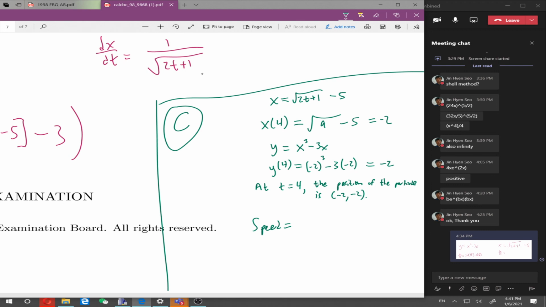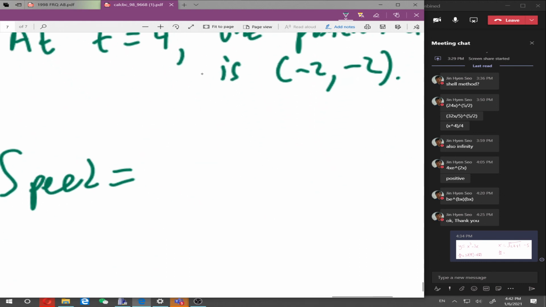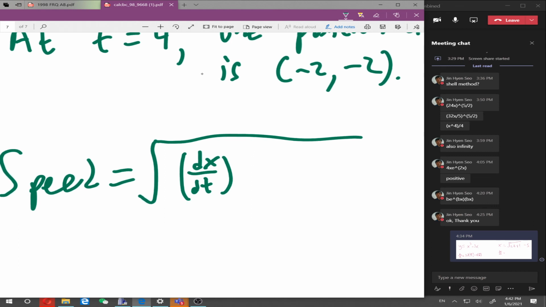We use the Pythagorean theorem. Perfect. So my general form for speed is going to look something like this. Speed would be equal to the square root of dx over dt squared plus dy over dt squared, with the Pythagorean theorem. So that does mean I need to find dx over dt and dy over dt first.